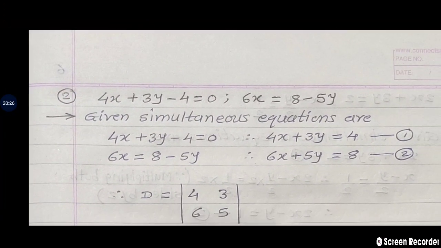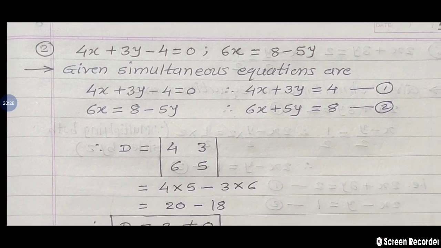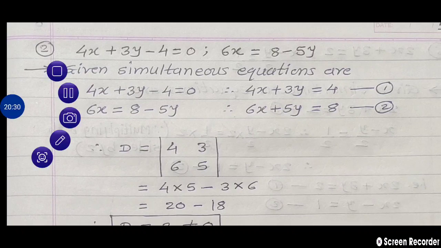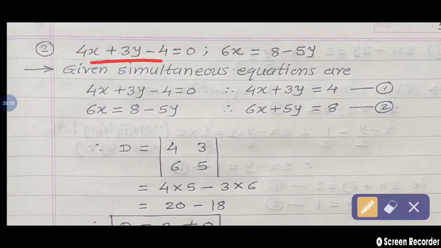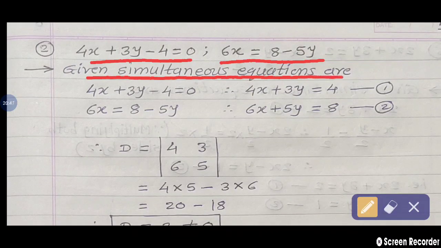Question number 2. Equations are given here. 4x minus 3y minus 4 equal to 0 and 6x is equal to 8 minus 5y. Now given simultaneous equations are. So how to write down these equations? x and y terms required on the left hand side of the equation and constant number is required on the right hand side of the given equations.